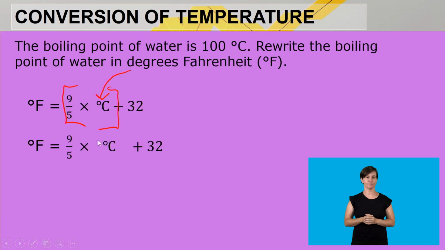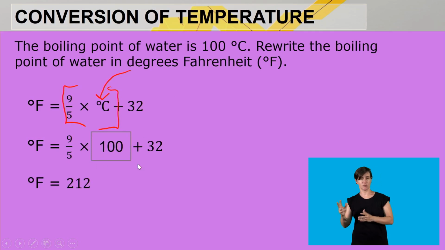Let's have a look. So the degrees Celsius is not yet there. We are going to take the 100 and substitute, and then it's going to be 9/5 times 100. Get your answer, add 32, and then you will arrive at the answer of 212 degrees Fahrenheit.